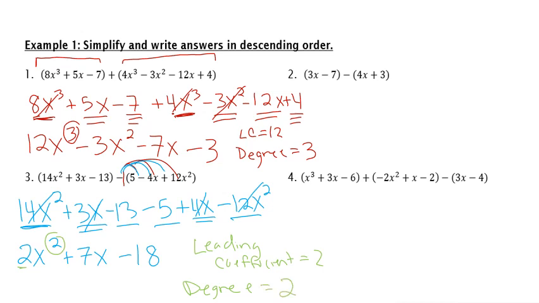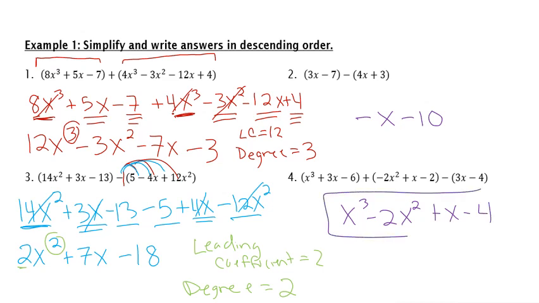For the remaining two problems, they're the same thing, but I'm going to write the answer so you could see, if you try them, whether you get the correct answer. Number 2 should be negative x minus 10. And for number 4, you should have x cubed minus 2x squared plus x minus 4. So those would be your answers for 2 and 4, if you'd like to try those out and make sure you're getting the correct answer.